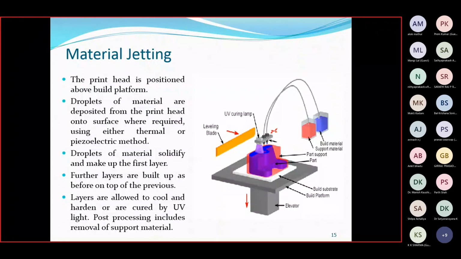So here the print head is positioned above the build platform. This is the print head, the complete print head. This print head will be positioned over the platform itself. Droplets of the material are deposited from the print head. So this print head will drop the material on the required surface, using either a thermal or piezoelectric method. Either the material is already in liquid form, then it will drop directly, otherwise you have to melt it. If you are using filaments, you have to melt it in this nozzle and then drop it.